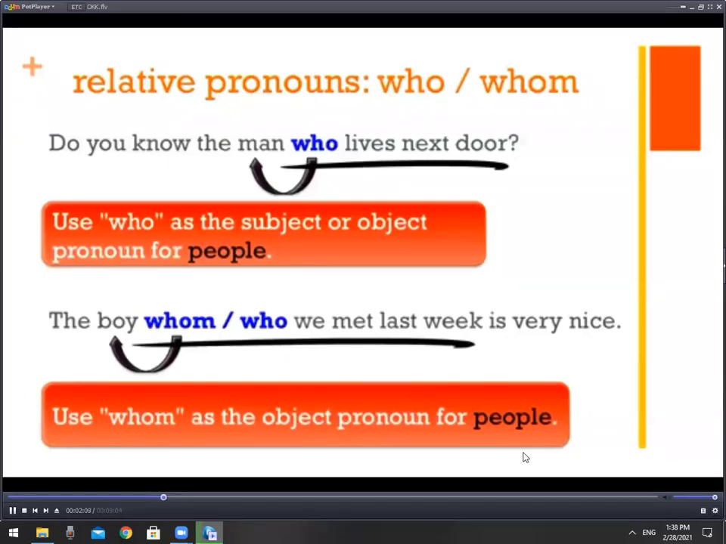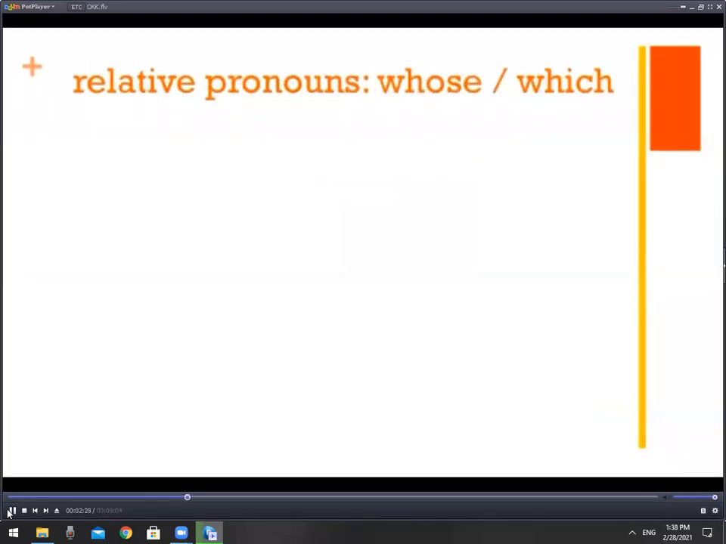But don't worry, everywhere you use whom, you can actually also use who. It's just as correct. It just sounds a bit nicer if you use whom. It also shows the teacher that you really know what you're doing. Use whom as the object pronoun for people. Okay. Let's continue with whose.